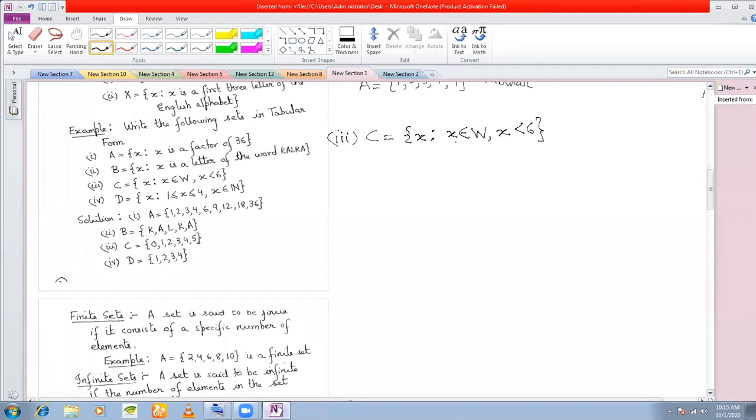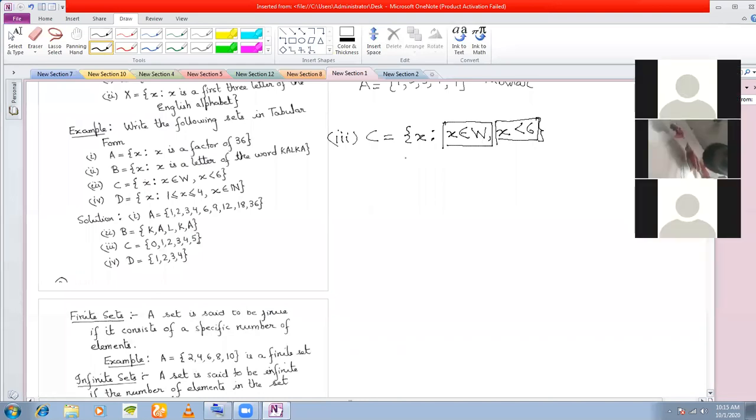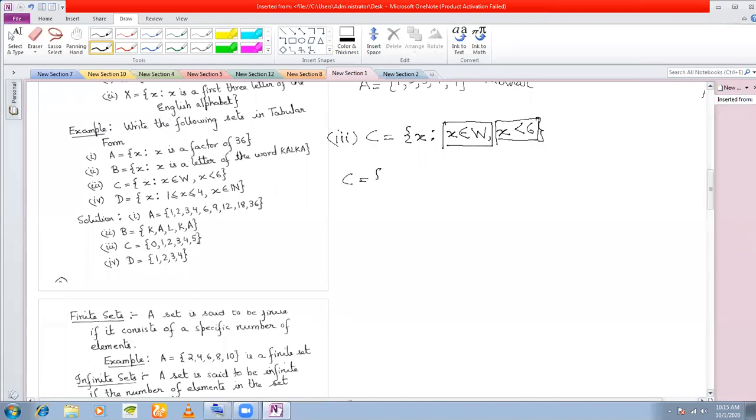That means x is a whole number. Remember this definition, x belongs to W means x is a whole number. Also, x is less than 6. There are two definitions of x: that x is a whole number, x belongs to the set W, and that x is less than 6. So if I want to write this in your tabular form, how will I write? What numbers are whole numbers and less than 6? 0 is a whole number and less than 6. 1 is a whole number also less than 6. 2 is a whole number less than 6. 3 is a whole number less than 6. 4 is a whole number less than 6. And 5 is a whole number less than 6.